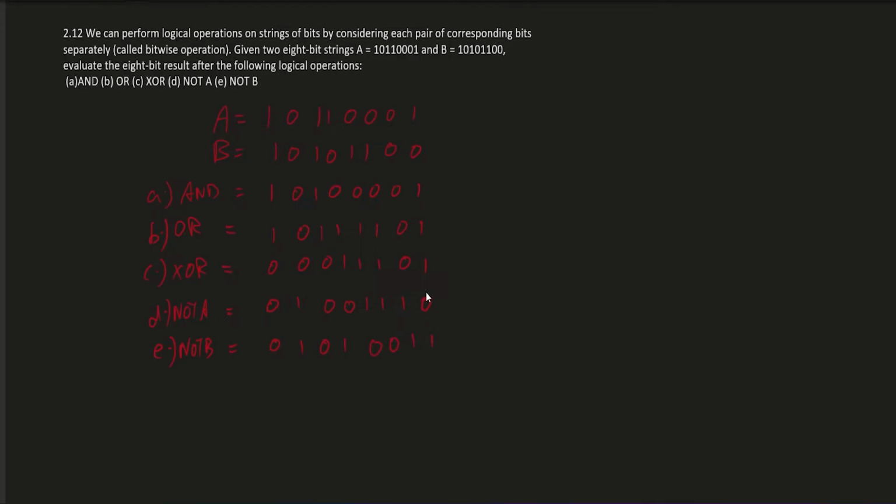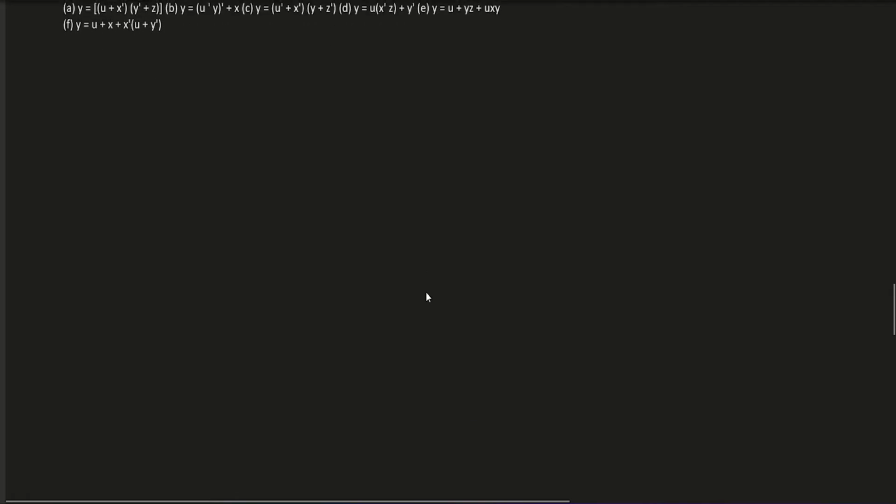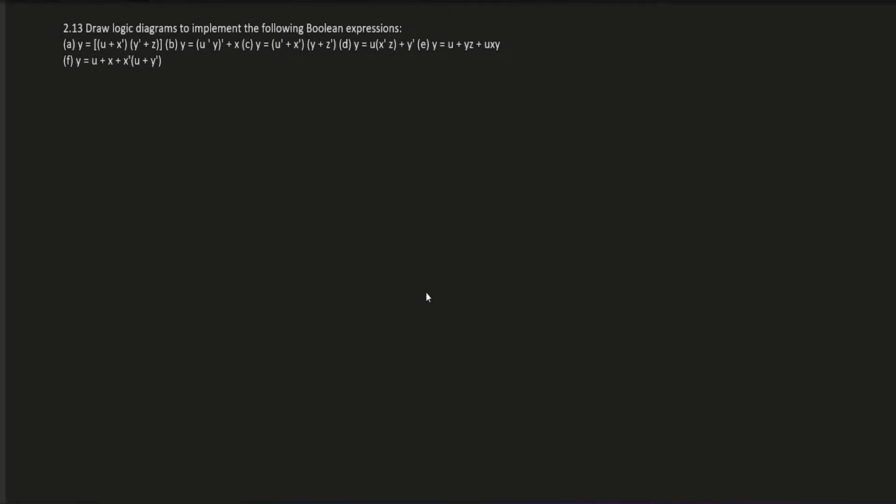So that concludes this question. Let's move on to the next question. Okay, this is an interesting question. So what we should do is draw the logical diagram to implement the Boolean functions.